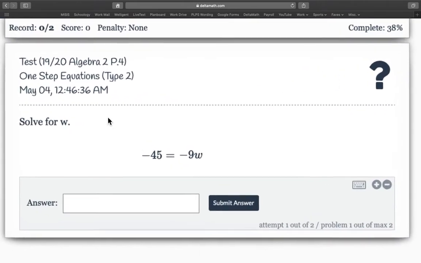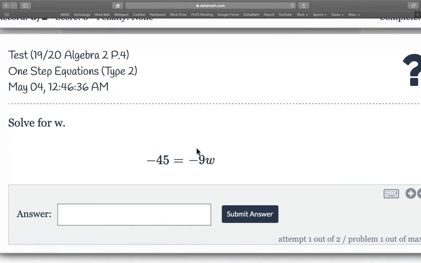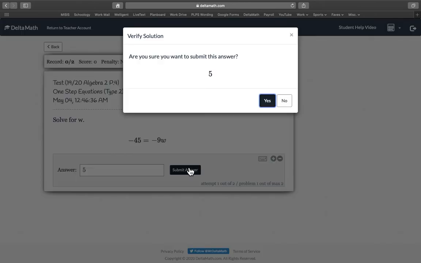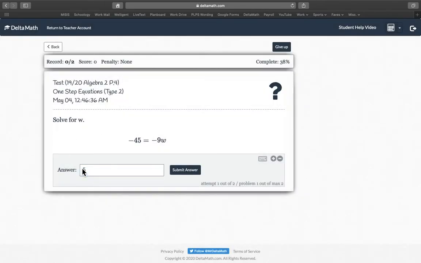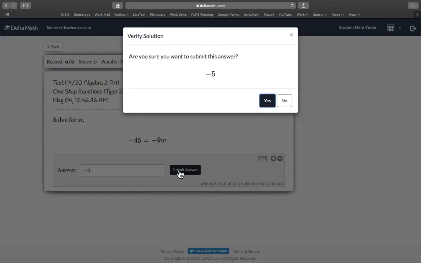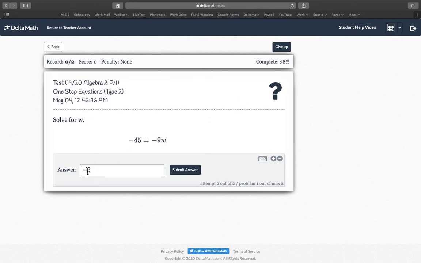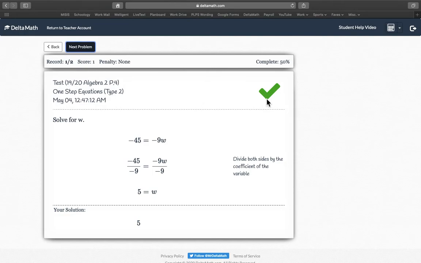Okay. Well, this is division. We're going to divide both sides by -9, right? Draw my line of separation. This is times -9. I divide by -9 here, and I get +5. I hit 5. Wait, let's say I hit -5 accidentally. There you go. Nope. Oh, wait a minute. Oh my God, I'm such a dummy. I put in a negative instead of a positive. Now that's right.